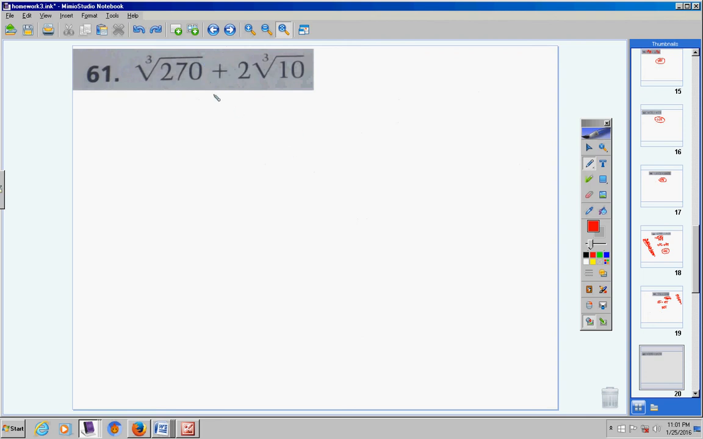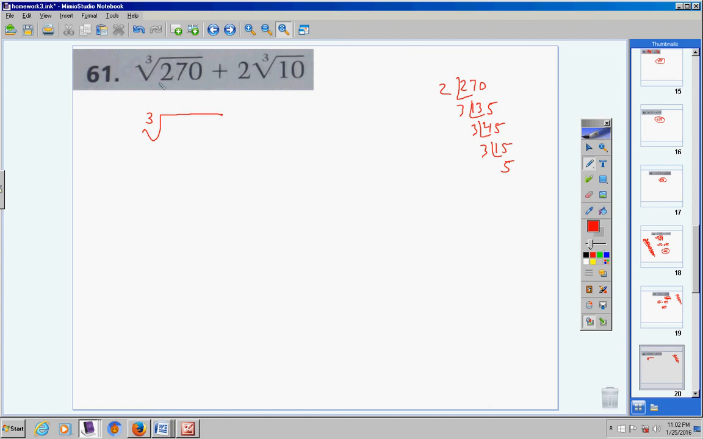Okay, I have common indexes but not common radicands. So let's break down 270, okay? The prime factors of 270, 135. 3 goes into that 45 times. 3 goes into 45 15 times. And then 3 goes into 15 5 times. I have 3 3s. I'm going to go ahead and do a lot of my work over here. Not because I'm trying to rush. I'm just trying to save time and do problems as efficiently as possible.